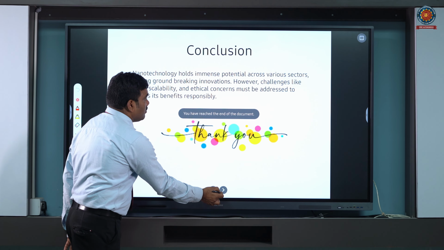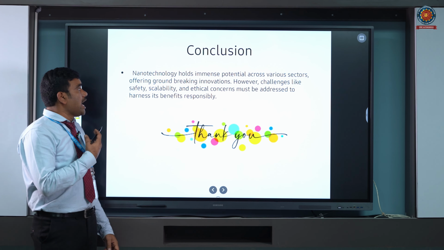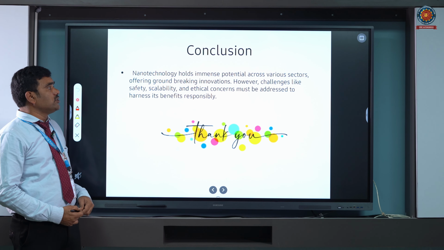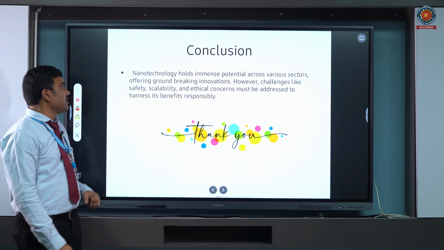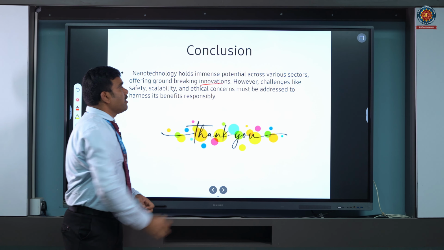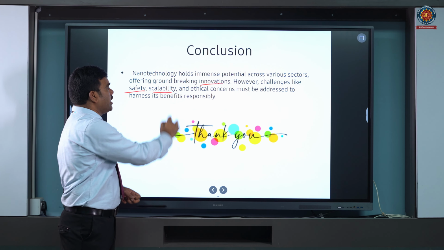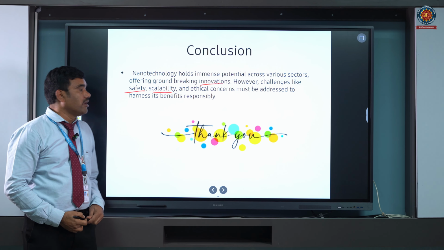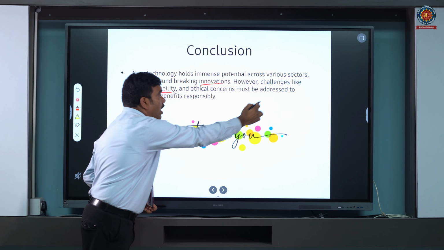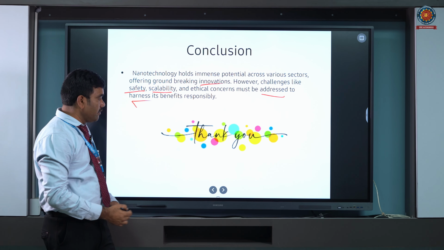See, coming to the conclusion, nanotechnology holds immense potential across various sectors, offering groundbreaking innovations. However, challenges like safety, scalability, and ethical concerns must be addressed to harness its benefits responsibly.